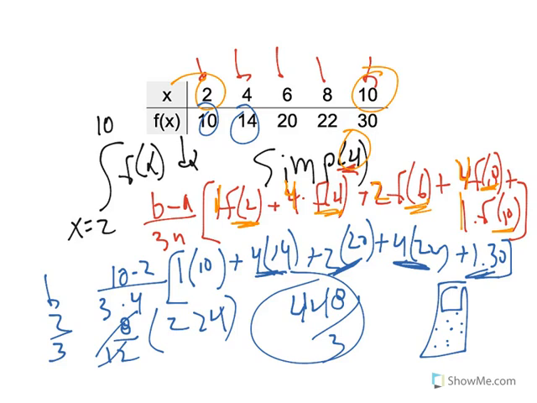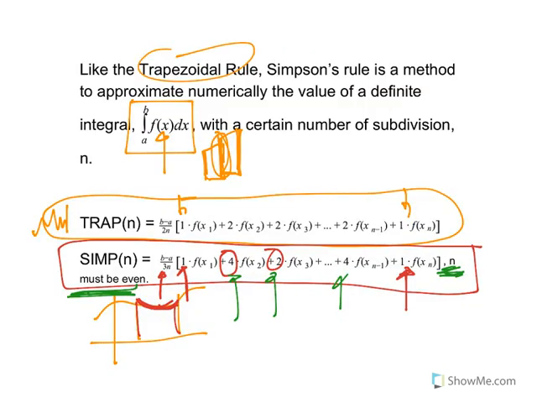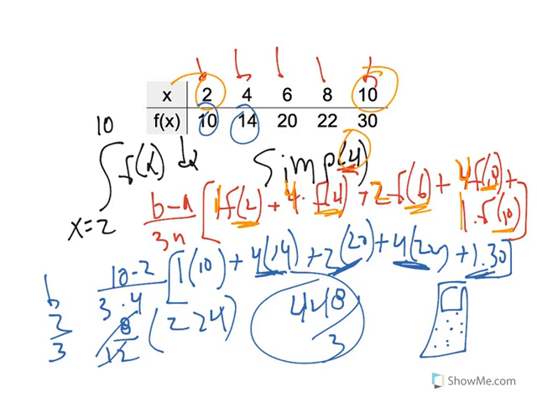But the idea is Simpson's rule will look a little different. The coefficients bounce back and forth. The data in the table will lead us to how many subdivisions there will be.